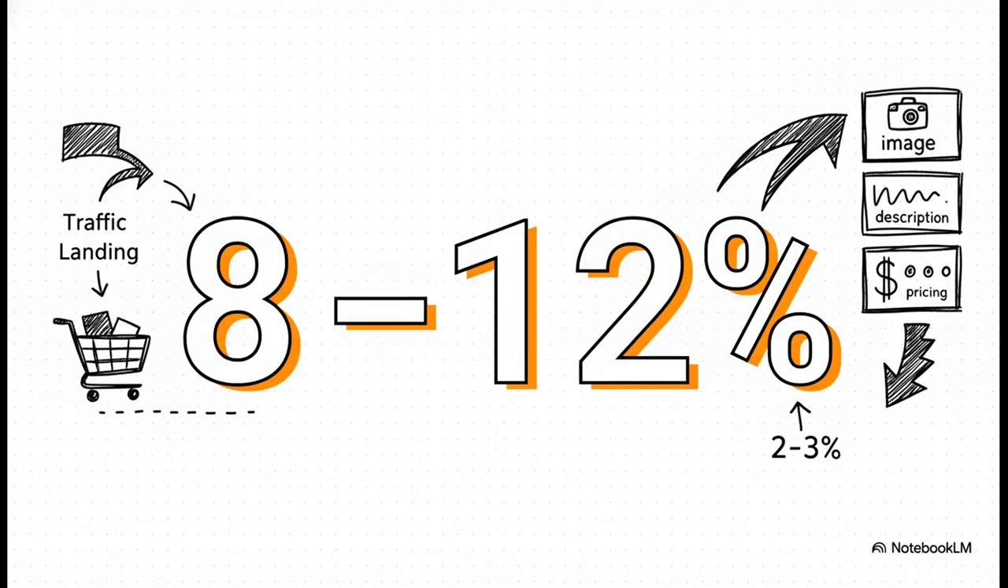Now, here is the absolute golden benchmark you need to monitor, 8 to 12%. That is the add-to-cart ratio you need to be hitting. Out of everyone who lands on your website, 8 to 12% of them should be adding a product to their cart. If you are stuck down at like 2 or 3%, well, your ads are probably fine, but your landing page is failing to convince them. If that happens, you need to immediately go in and test new images, better descriptions, or maybe adjust your pricing.